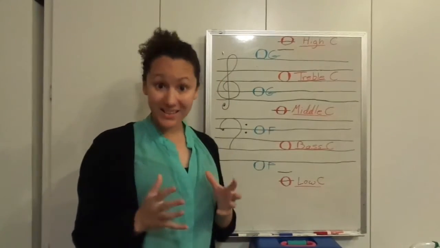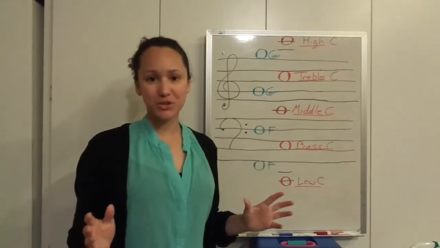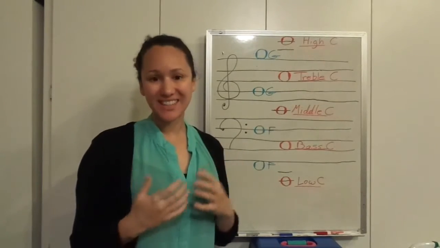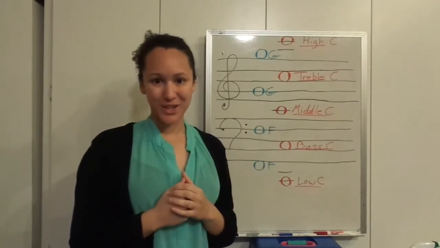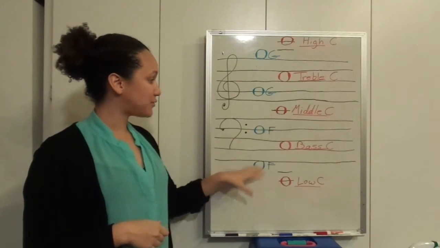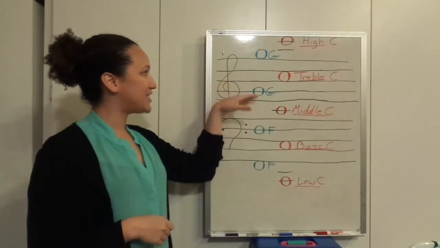Add those to your practice pile and practice them as much as you can. The more you practice, the better they are, the easier they are, the more confident you become. So, 5 C's, and you already have 2 F's for the bass clef and 2 G's for the treble.